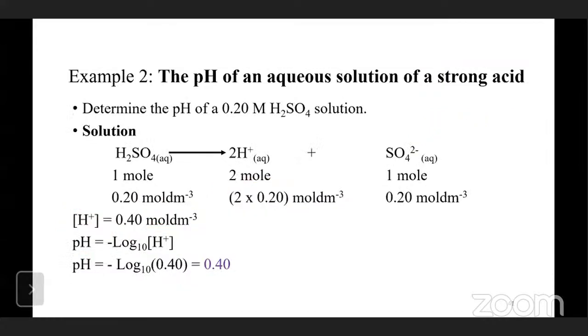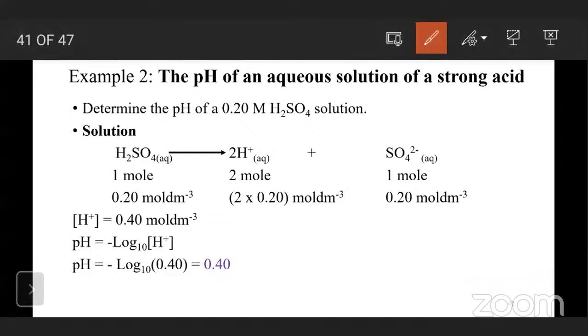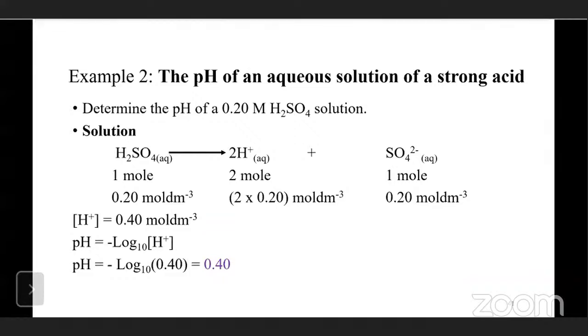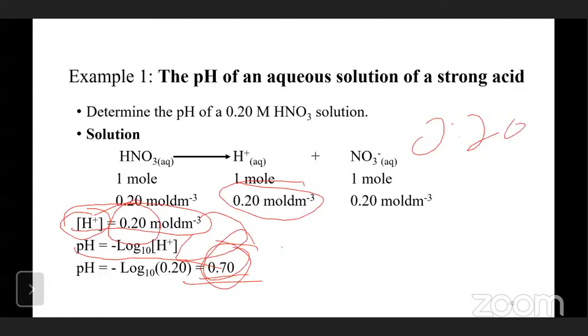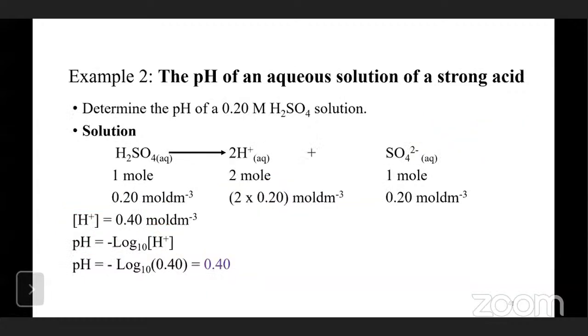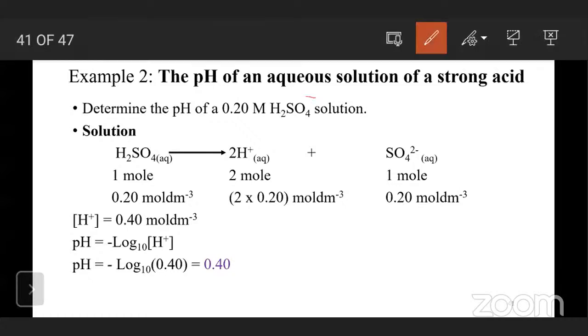Let's check another example. I intentionally put this example there using roughly the same parameters. In example 1, we have the pH of 0.20 molar HNO3. In example 2, we have the pH of a 0.20 molar H2SO4. This is no longer a monobasic acid. This is now a diprotic acid, or maybe you call it a dibasic acid.